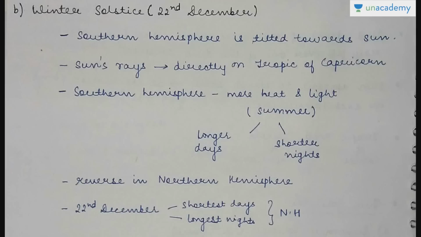So what happens? In the southern hemisphere, there is more heat and light. So we have summer in the southern hemisphere, and for the northern hemisphere, there is winter. In the southern hemisphere, since summer is there, they have longer days and shorter nights. But we have to take the case of the northern hemisphere because of India. So there is a reverse situation and hence we have winter in the month of December. So on 22nd December, it has the shortest day and longest night in the northern hemisphere.